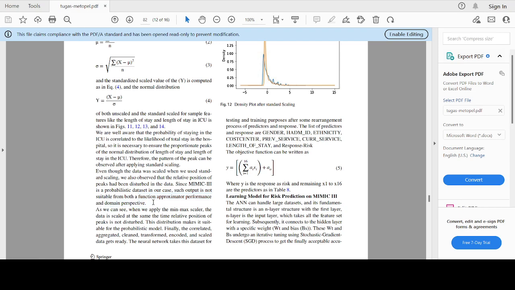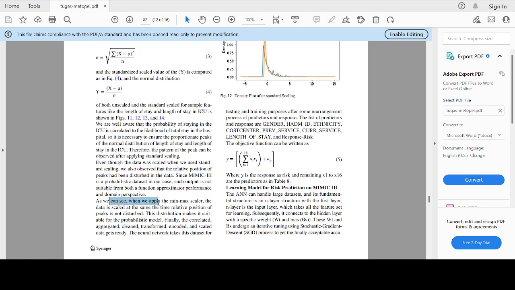As we can see, when we apply the min-max scaler, basically this is the method used to scale, the well-known scaler of machine learning. The data is scaled at the same time, and the relative position of peaks is not disturbed. The distribution makes it suitable for the probabilistic model. Finally, the collected, aggregated, cleaned, transformed, encoded, and scaled data gets ready. So basically this is the process, and the data gets ready.